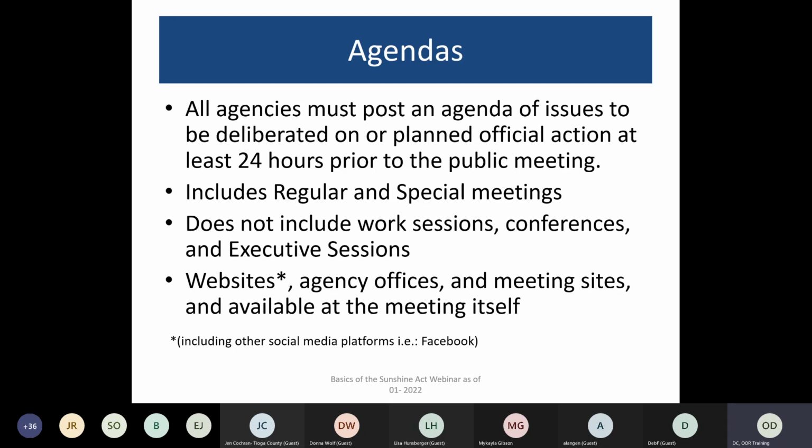So it basically says all agencies must post an agenda of issues to be deliberated on or planned official action. Okay, official action is a vote, at least 24 hours prior to the public meeting. That way people know what is going to be discussed and possibly decided at the meeting before it actually occurs, so that they can decide whether or not they feel they should attend. Okay, this includes regularly scheduled meetings as well as those special meetings that the entity may in fact decide to hold. It wouldn't include work sessions or conferences or executive sessions, which I'll talk about in a couple minutes.